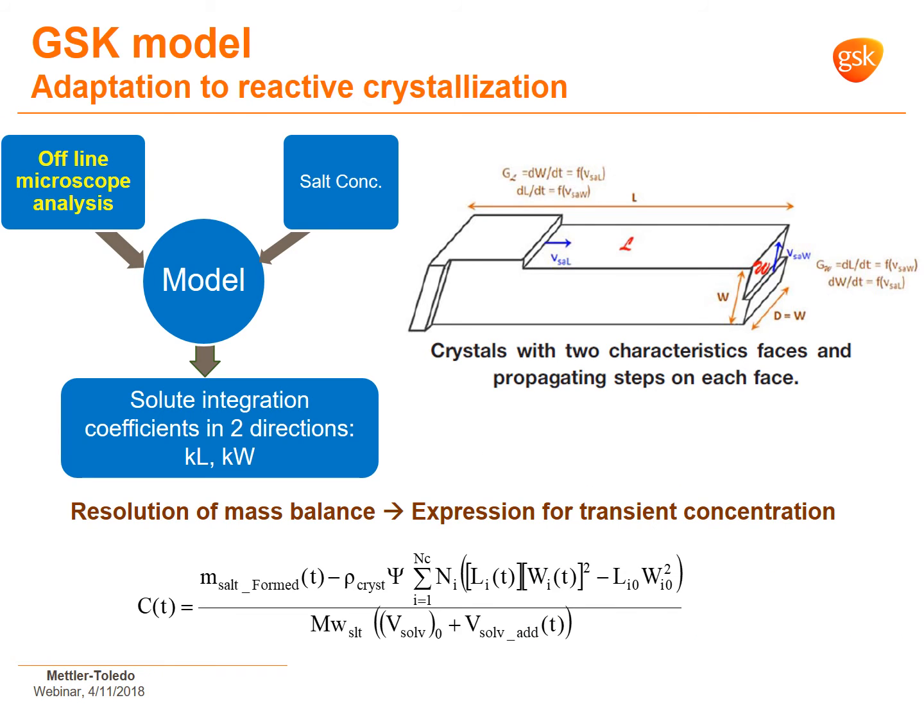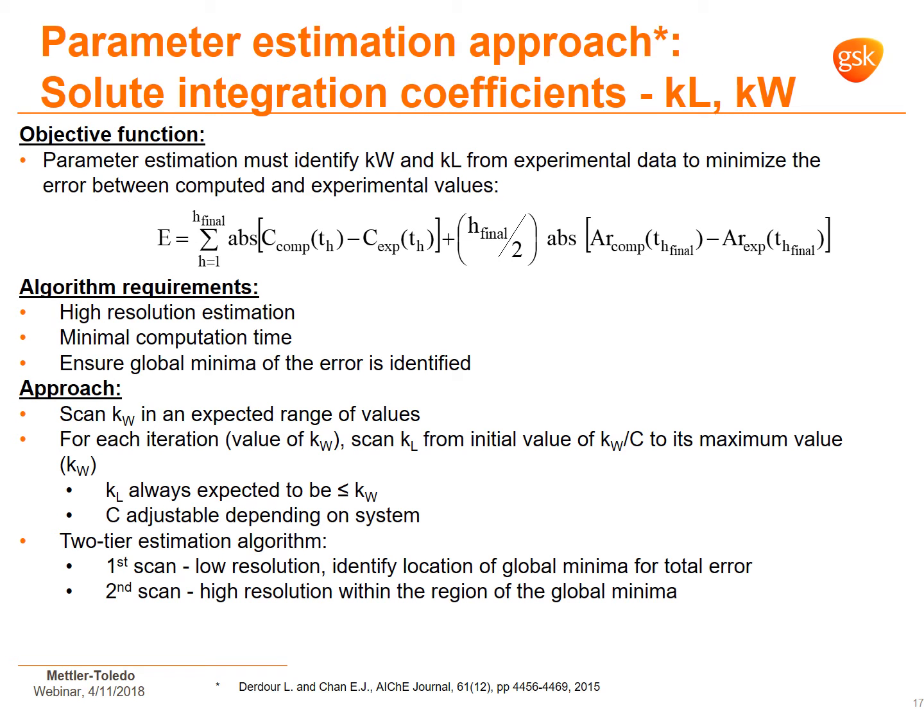Going quickly, so we can determine the transient concentration, which is essentially a function of the size of the crystals, which is distribution at time t. So we need to determine the solid integration coefficients. We have an objective function, which is to minimize this error, which is essentially the difference between what the model computes and the actual concentration of the salt. But also we look into the aspect ratio: aspect ratio computed minus the one that's experimental.